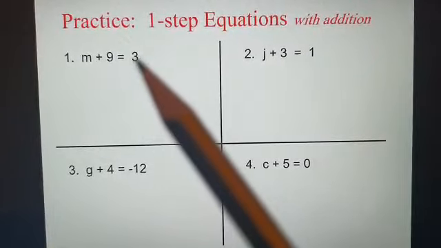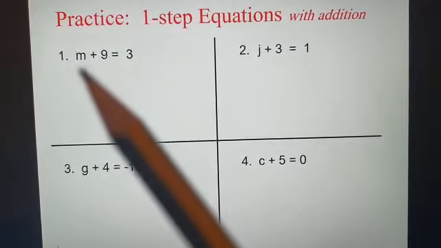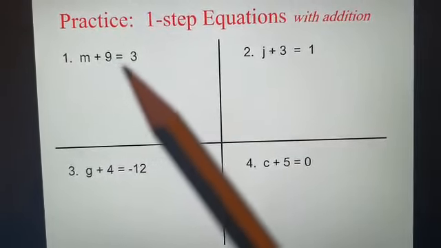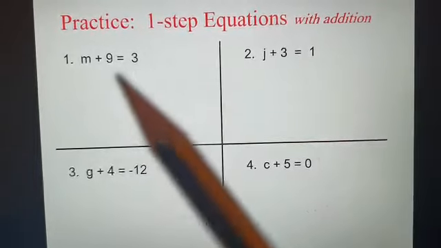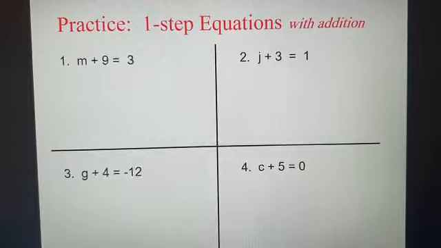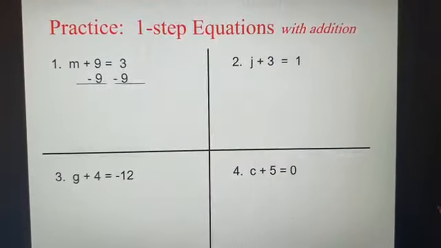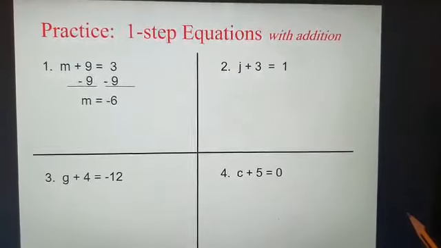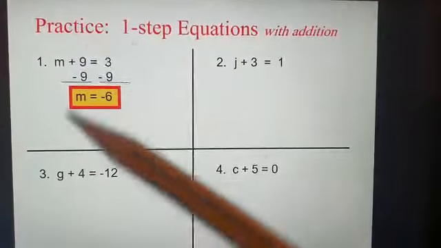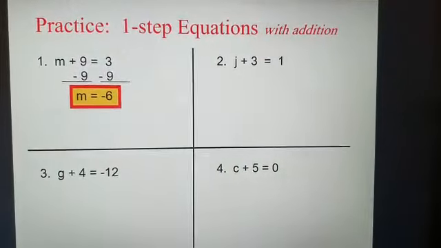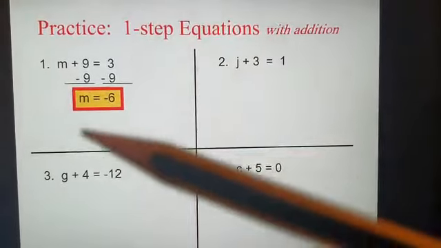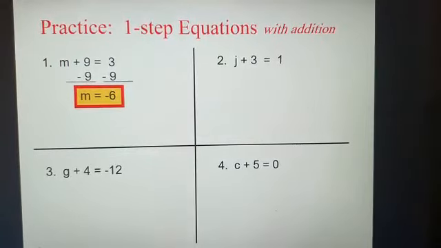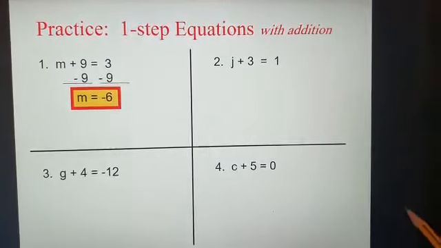Why didn't I subtract 3? I'll subtract the number next to m, next to the variable, to isolate m, to get rid of all the numbers, to find m equals what. So I'll subtract 9 from both sides. 9 minus 9 equals 0. m stays on the left hand side. m equals negative 6. Here 3 minus 9 equals negative 6. If we have two integers with different signs, we use the sign of the bigger number and subtract. Revise adding and subtracting integers.